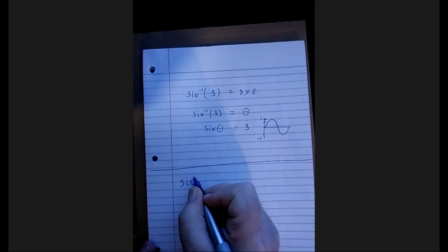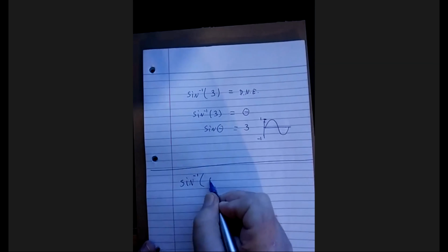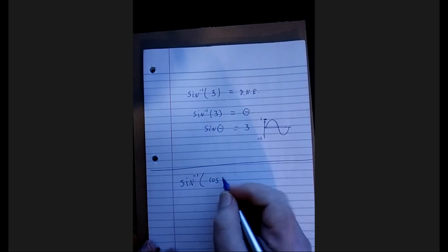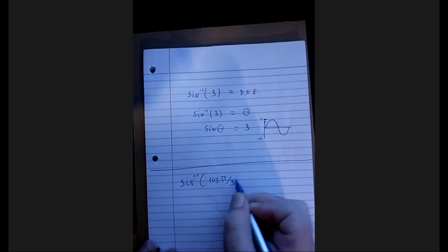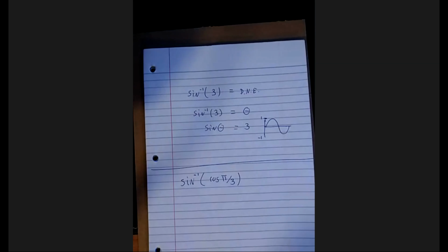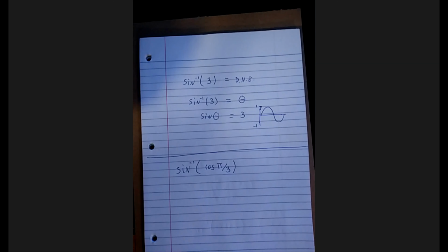Now, how about the inverse sine of the cosine of pi upon 3? So this is, I think, the one that Ian was having issues with. Yeah, that's me. That's the kind of combination that's a little bit tricky, right?